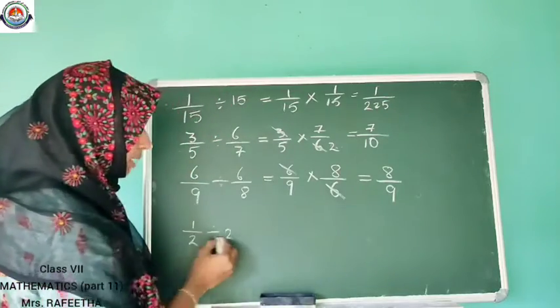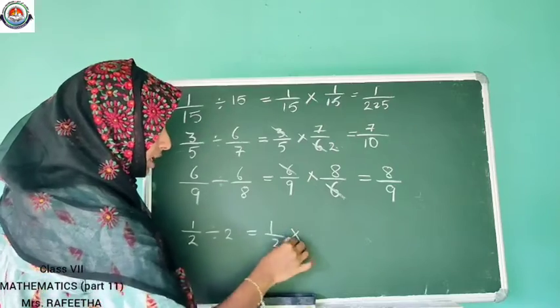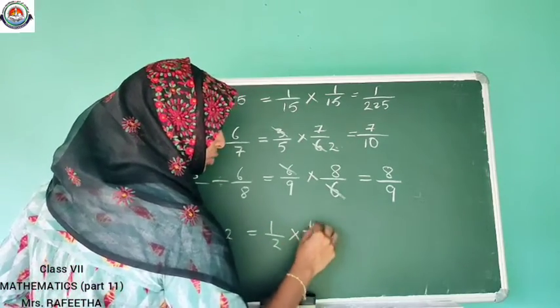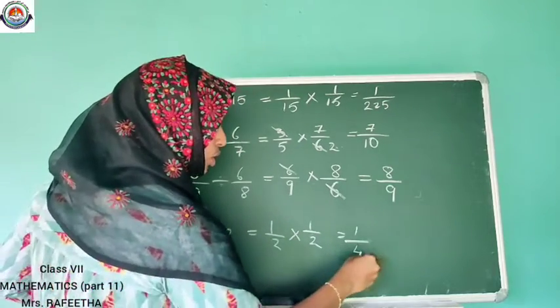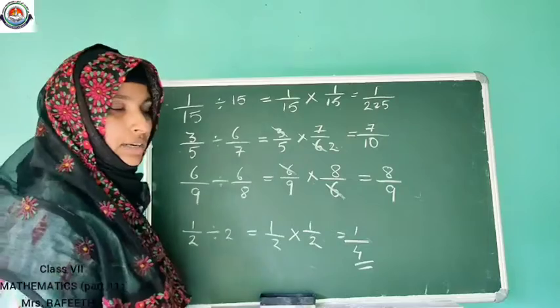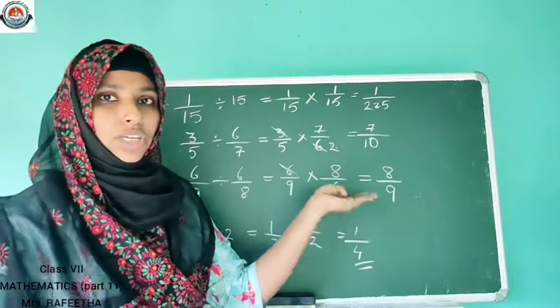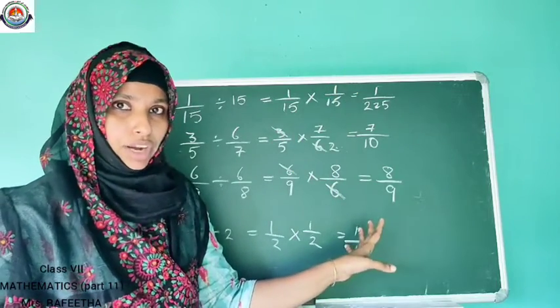Okay, the next 1 by 2. Instead of this division, multiplication. Instead of 2, the reciprocal of 2 is 1 by 2. 1 into 1, 1, and 2 into 2, 4. So 1 by 4 will be the answer. Okay, so in these 4 cases, there is no need of the conversion. Why? Because this is already the proper fraction.